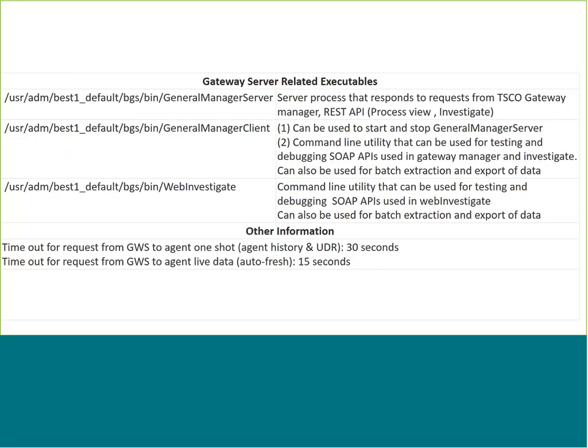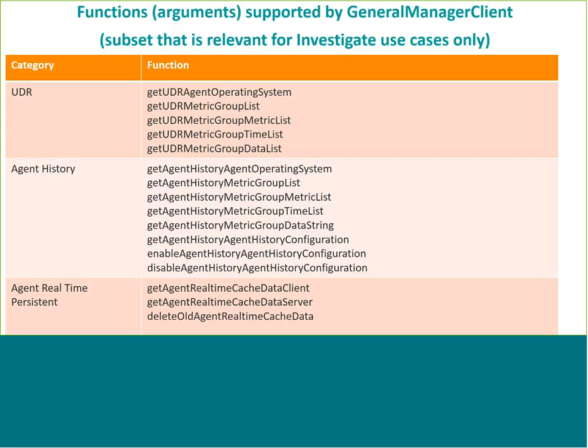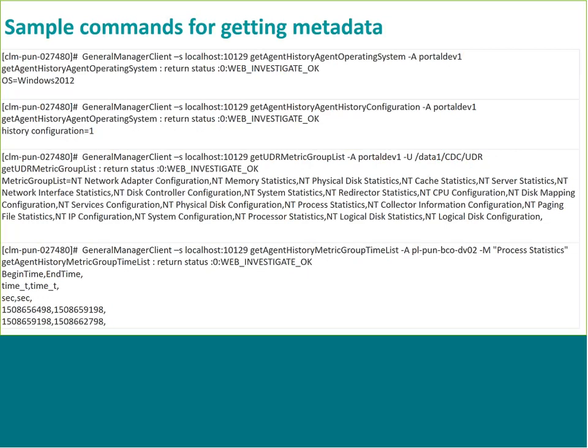And at the end of the presentation, I actually give an example of how to extract data using the gateway server and the general manager client, how to extract UDR data and live data. There's a variety of methods that are available from UDR, agent history, or real-time data. And there's a couple of examples that I provide of exactly how to get that data. All you need to do is install the gateway server on either a Unix or Windows machine, and then you can use the executable.